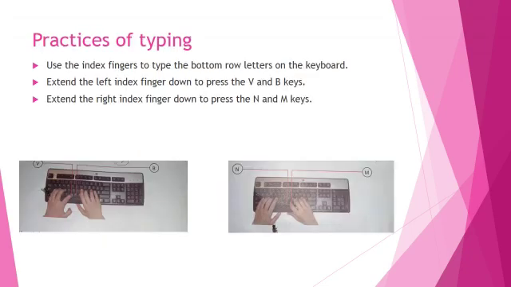Students, next slide. In this slide, in the left hand side picture, you see we use the index finger. In typing, we use the index finger to type the bottom row letters on the keyboard. Extend the left index finger down to press the V and B keys. Students, you see the mentioned keys V and B on the keyboard, and in the picture on the screen. In the right hand picture, extend the right index finger down to press the N and M keys. That is your practice of typing.